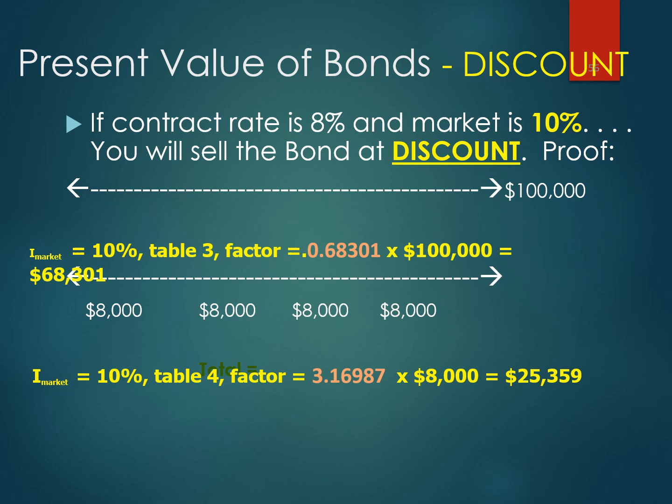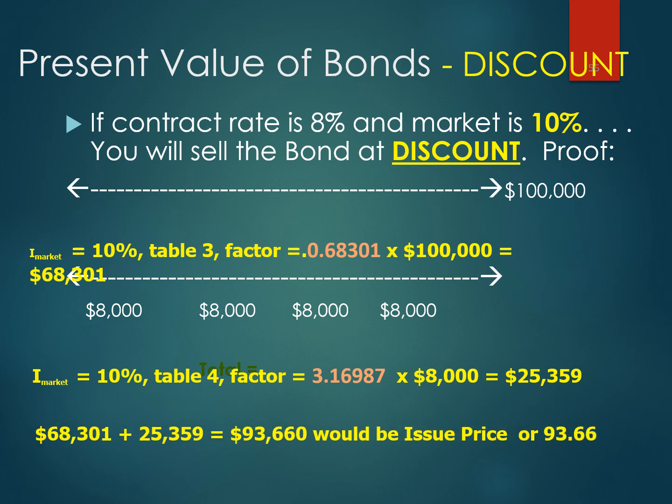The factor is 0.68301, so the present value of the 100,000 is 68,301, and for the payments, the present value is 25,359. So this bond will be sold for 93,660. And in how we say bond issue price, we'd say that $100,000 worth of bonds was sold at 93.66. We leave off the percent, don't ask me why.